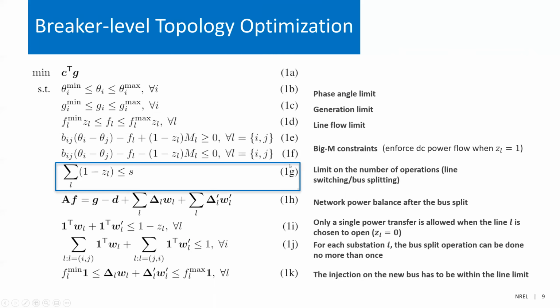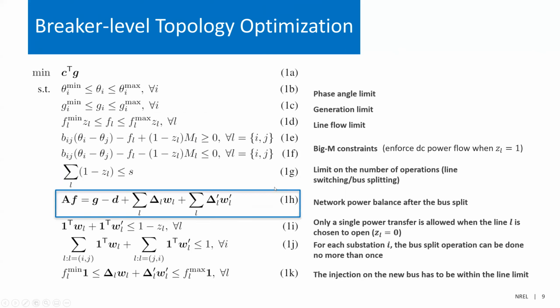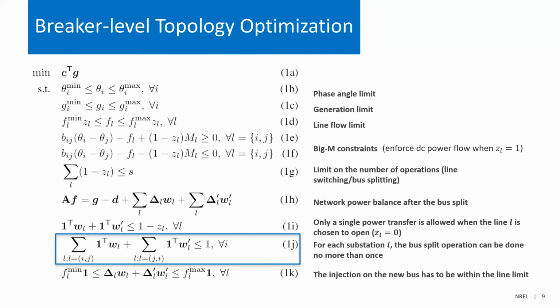And 1G will give the limit on the total number of operations that are allowed during the operation. 1H gives the network power balance. And 1I is to say that for all these scenarios that we described before, we're only allowed to choose one of the power transfers. 1J is to say that for a single substation, you're only allowed to make at most one bus split. And finally, we also need to constrain the newly introduced line after the bus split. We'll make sure that the line flow on that transmission line is within the limits.